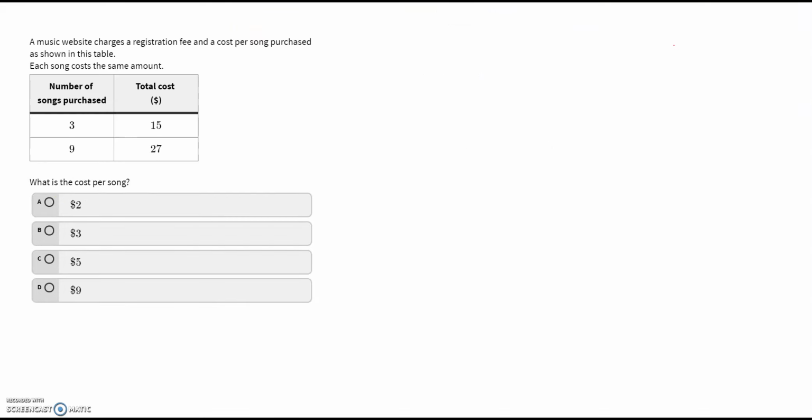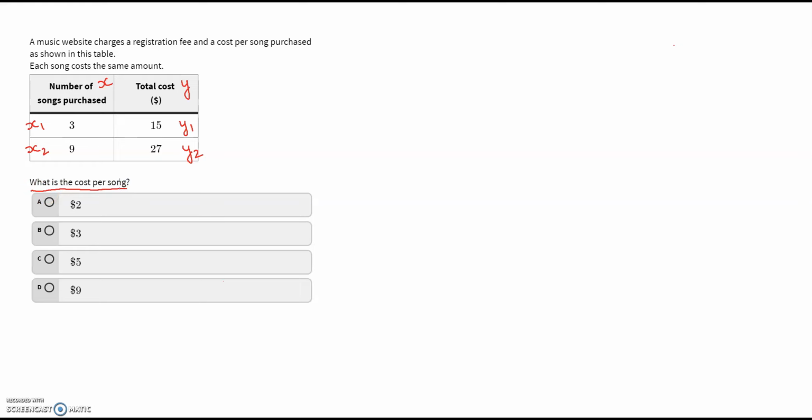The third question in the MPT was, a music website charges a registration fee and a cost per song purchased as shown in this table. Each song costs the same amount. So there is a table of values given, number of songs purchased, and total cost. We can label this as X and this as Y. Therefore, this is X1. X2 means the second value of X, and this is Y1, and the second value of Y is Y2.